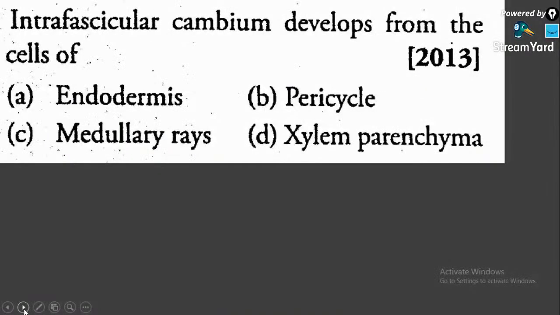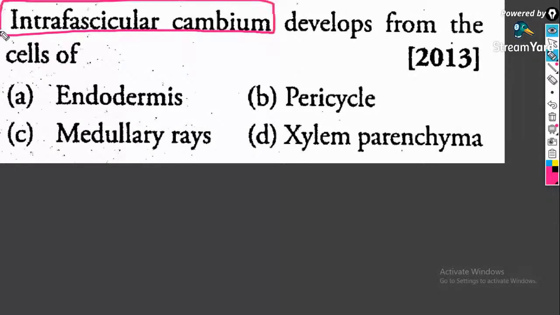Intrafascicular cambium develops from the cells of: endodermis, pericycle, medullary rays, or xylem parenchyma. Intrafascicular cambium, they are asking. Yes, develops from the cells of... Guys, the answer is medullary rays. Option C, medullary rays is the answer for this question.